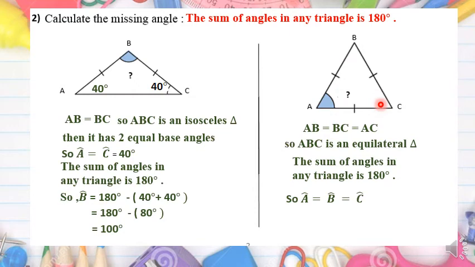But the sum of angles in any triangle is 180 degrees. So, 180 degrees is going to be divided into three equal angles. So 180 divided by 3 is equal to 60 degrees. So A is 60, B is 60, and C is 60 degrees. Okay, so the equilateral triangle has three equal angles of measure 60 degrees.